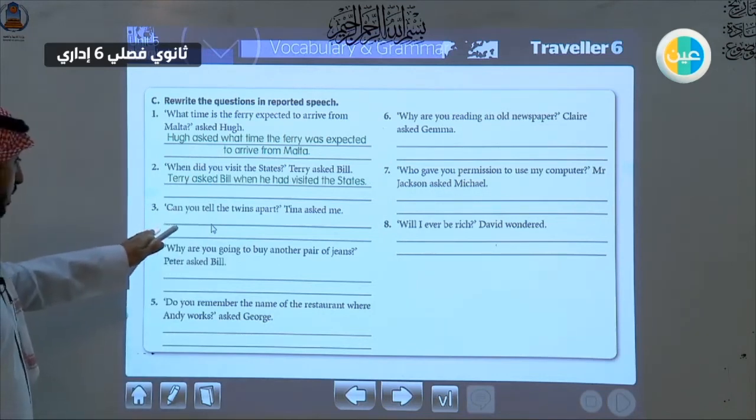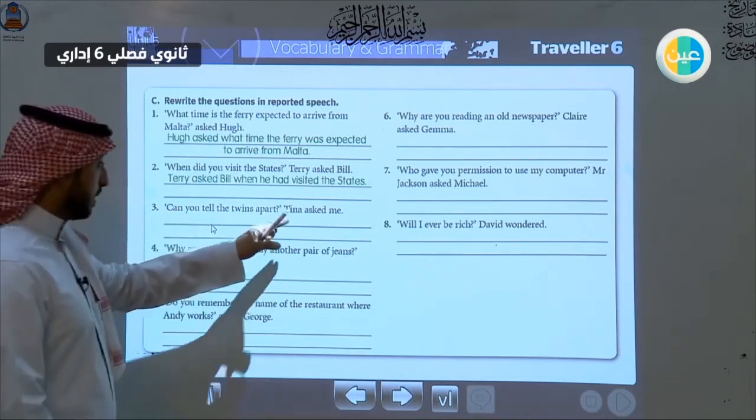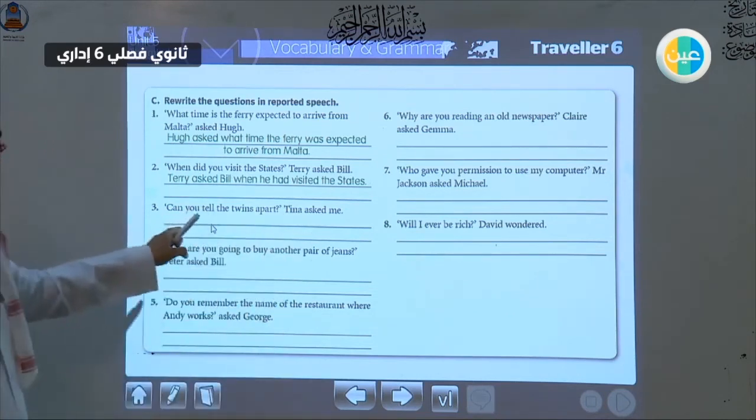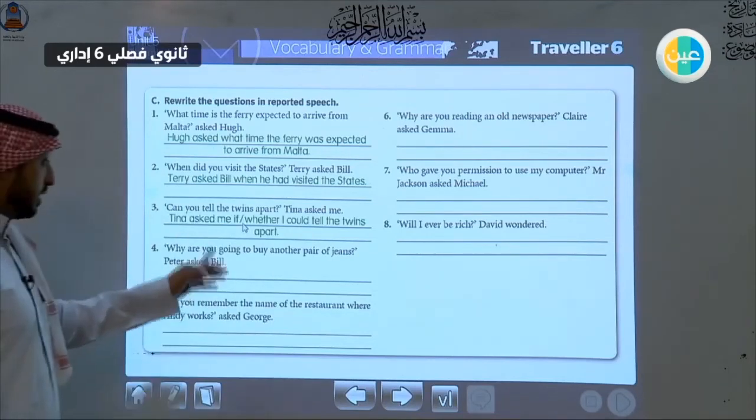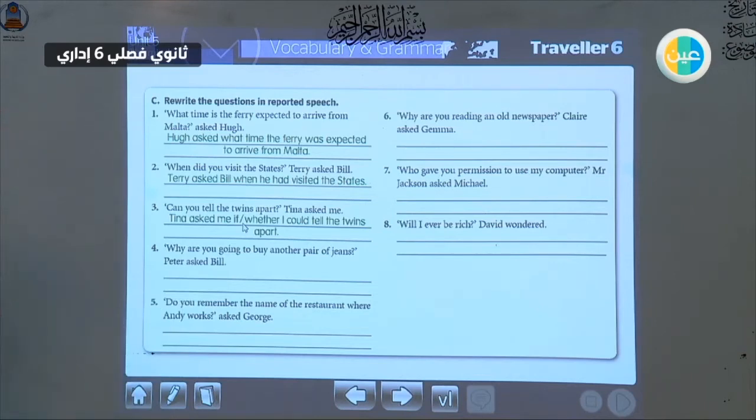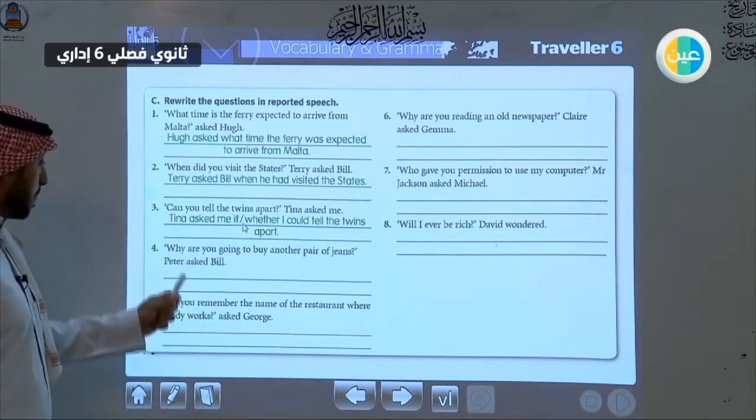Number 3, can you tell the twins apart? Tina asked me. So this is a yes or no question, so you have to be careful about it. So here we use if or whether, because it is a yes no question.